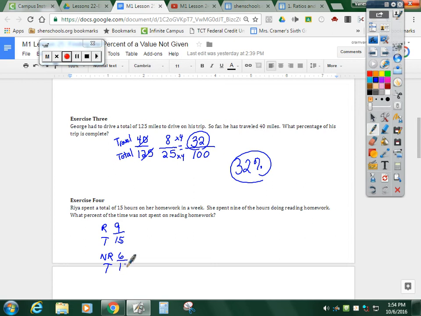So you're going to get 6/15, and you want to figure out what percent this is out of 100. Well, this isn't a beautiful scaling up situation, so I'm going to divide them both by 3, and I'm going to get 2/5. 5 times 20 is 100, and whatever I do to the bottom, I must do to the top. So Ria had spent 40% of her time not doing her reading homework.